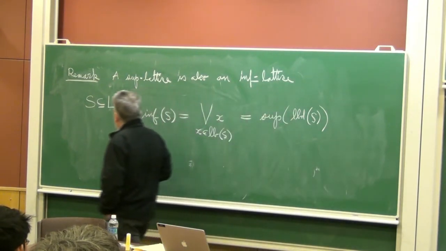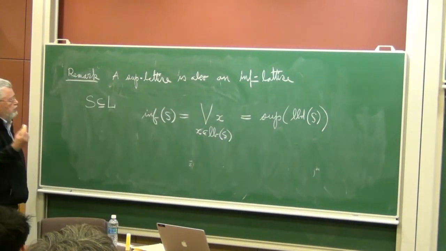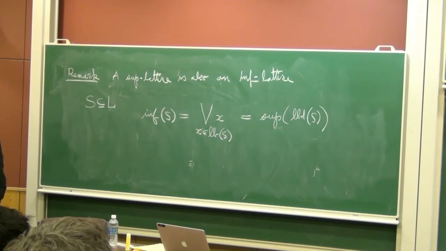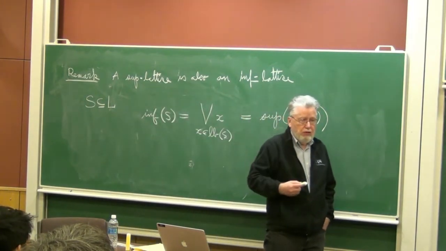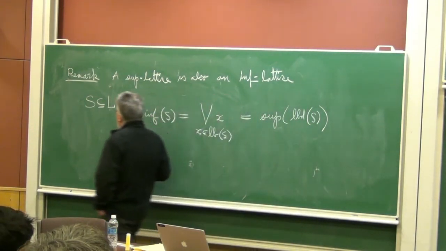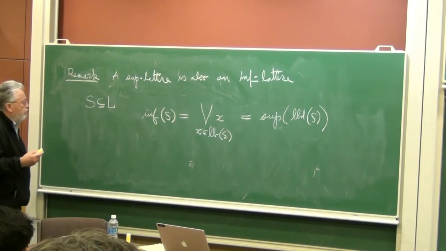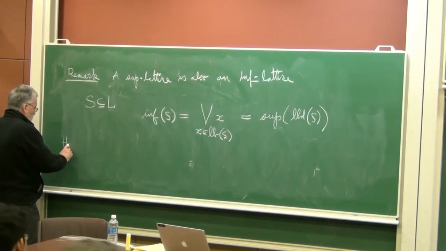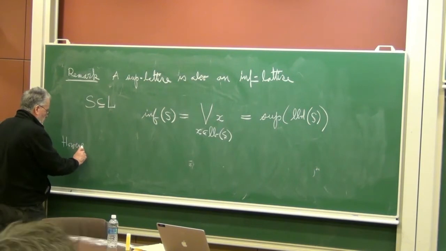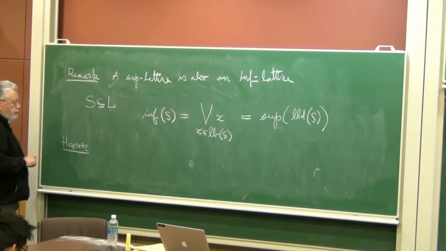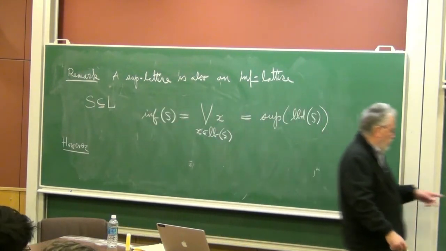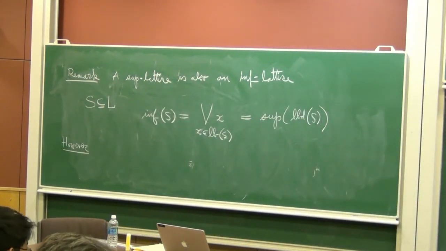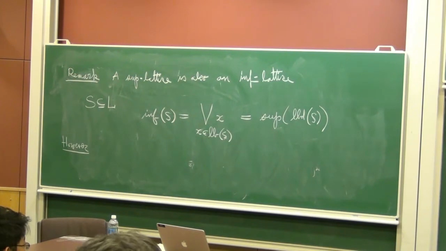Just check that this is the case. So a sup lattice is also an inf lattice, and this is why people often call a sup lattice a complete lattice, because it has both the infimum and the supremum. However, morphisms of sup lattices that preserve suprema do not necessarily preserve the infimum.